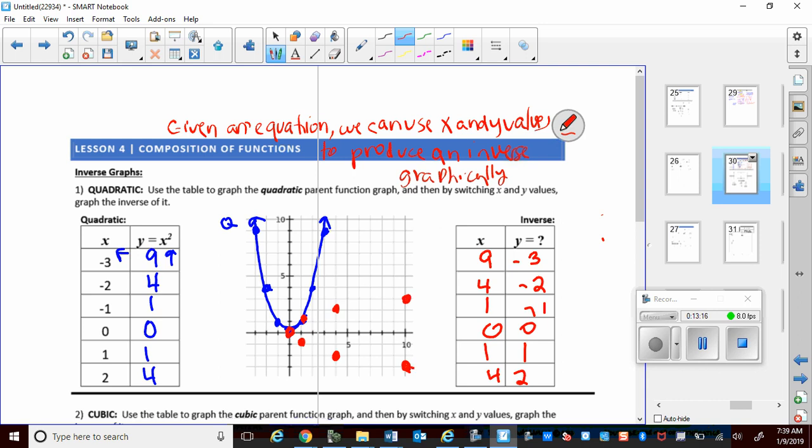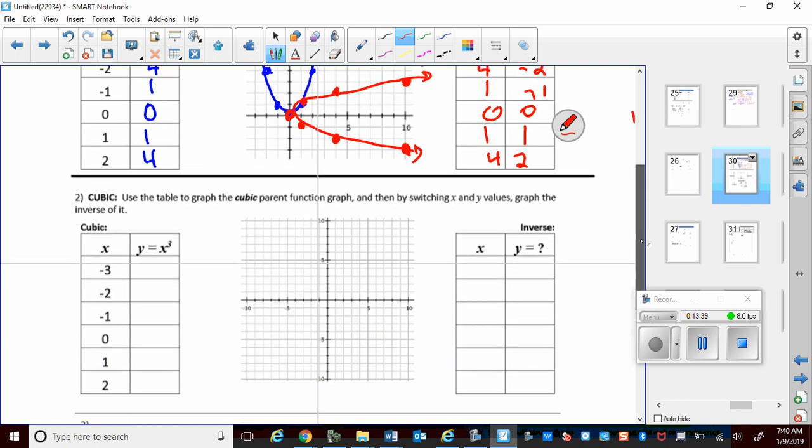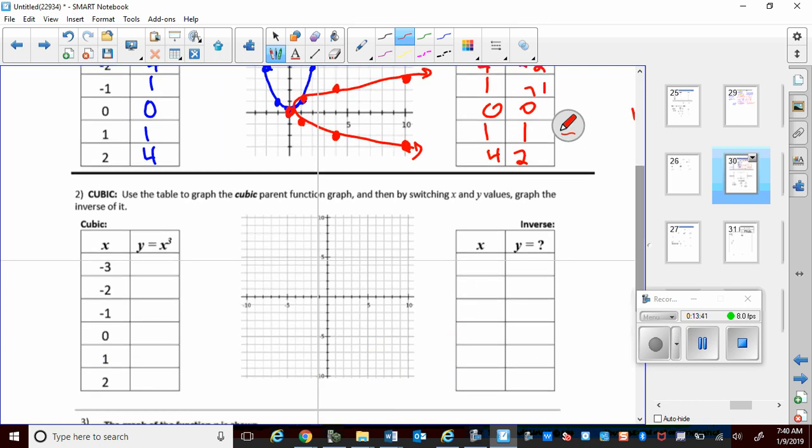and I create my graph here, and it looks like a quadratic as well, but this is my inverse. I'm going to put a little I there. So we just produced the compositions of functions by switching the x and y and identifying the quadratic and its inverse.